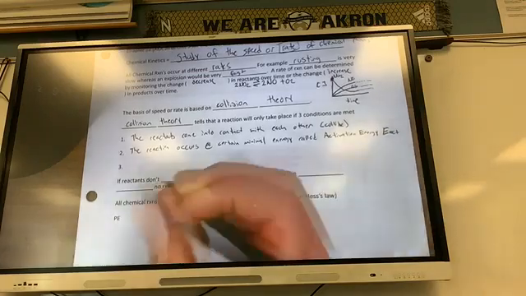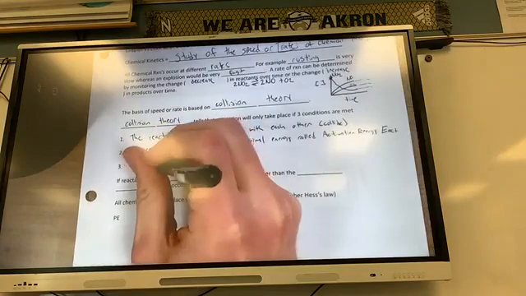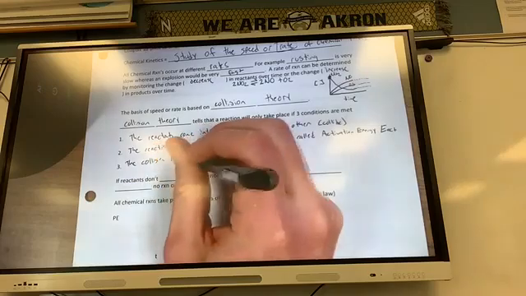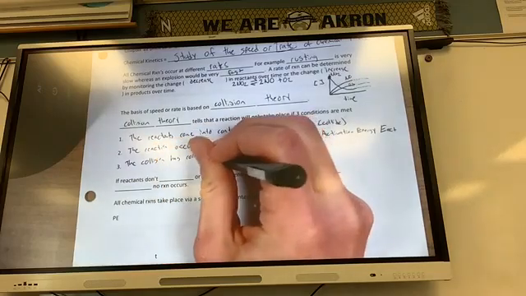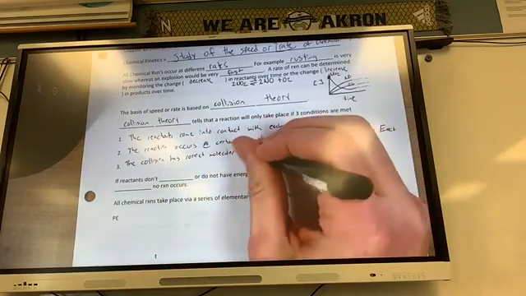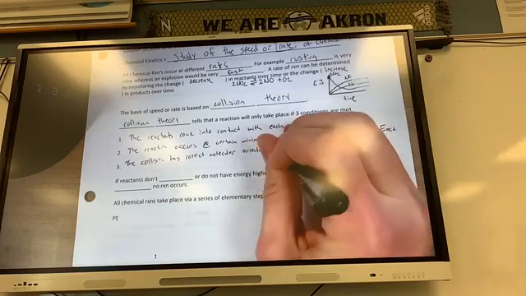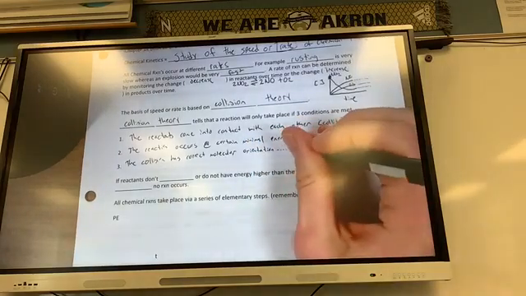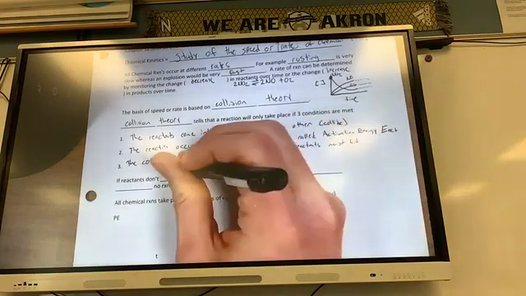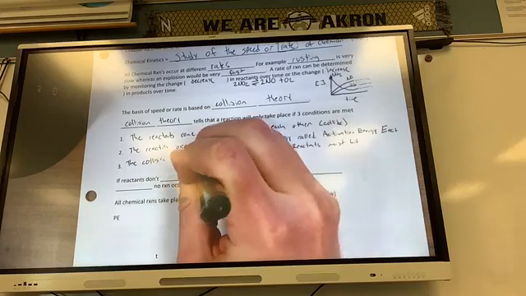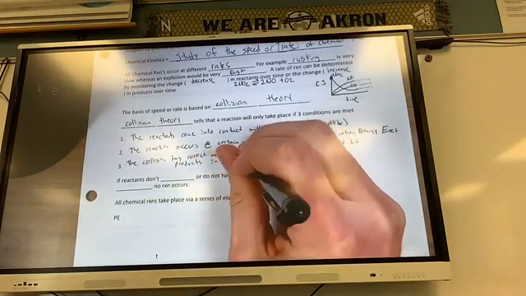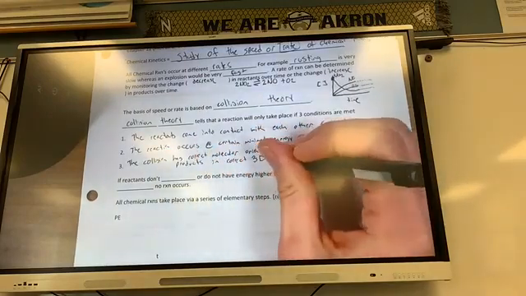Number 3, the collision has correct, this is kind of weird because we said we're talking about molecules, molecular orientation. What does that mean? That means the reactants must hit the products, not in a mean way, okay? In the correct 3D orientation.